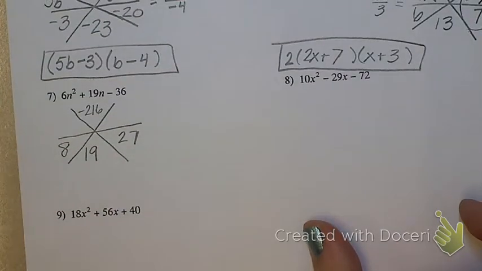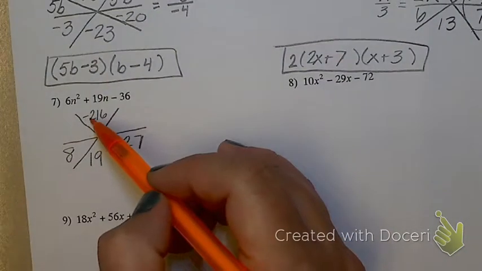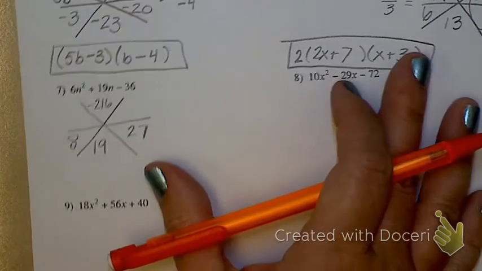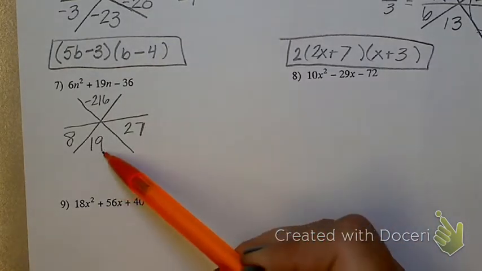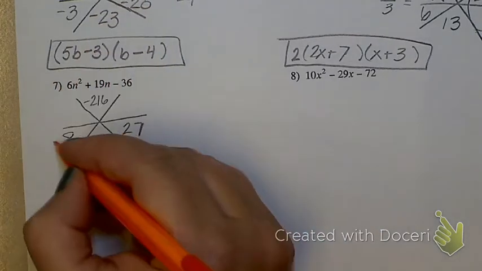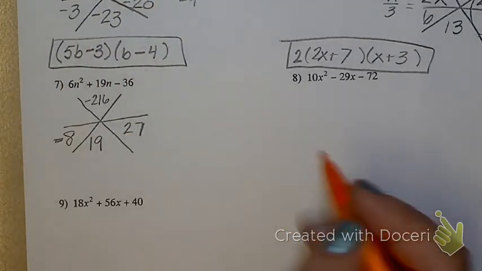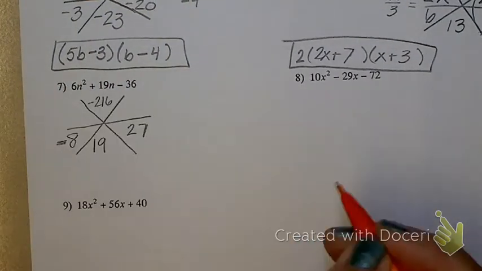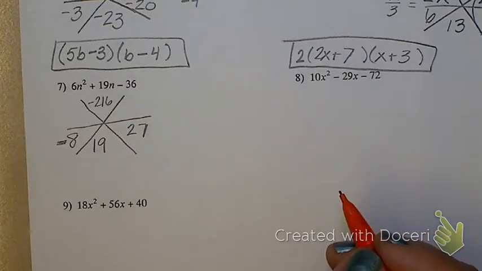Which one has to be negative? Both. If they're both negative, they're not going to multiply to get 216. Think about this. I'm trying to get a positive 19, which means the bigger number has to be positive, the smaller number has to be negative. So that I end up with positive.